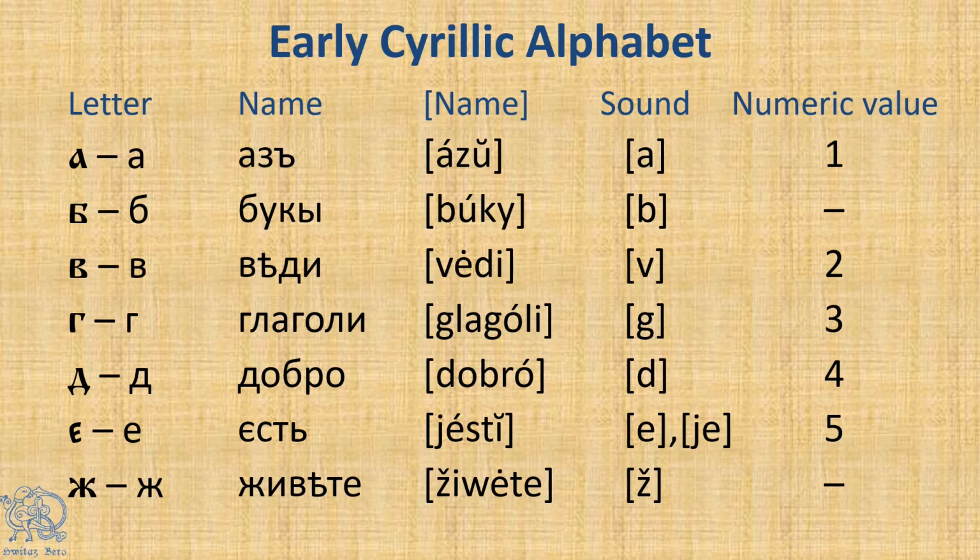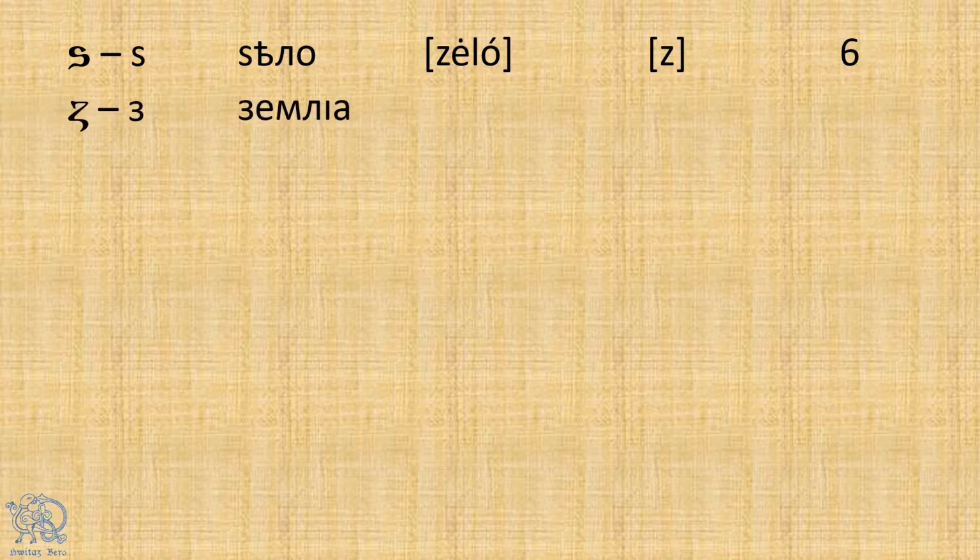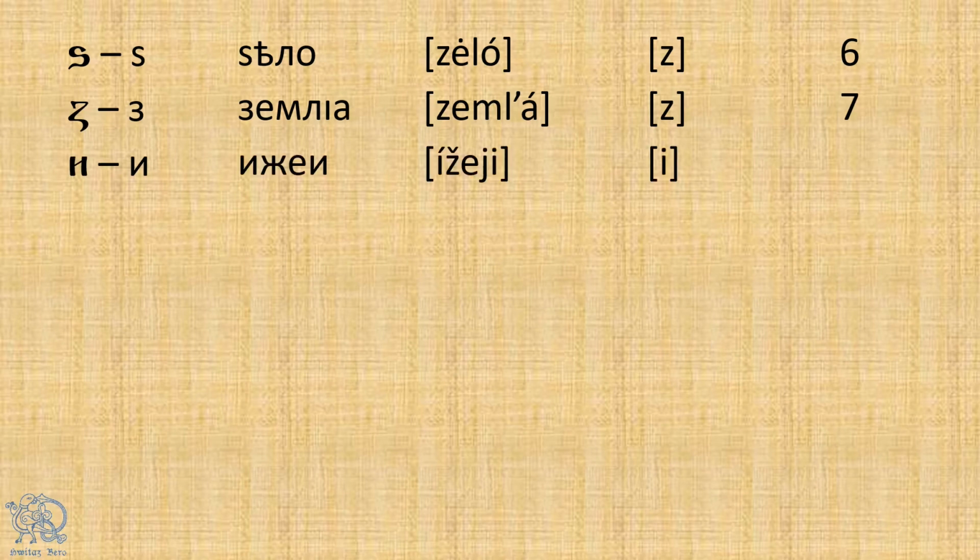Живете, живете, the sound J, and it didn't have a numeric value. Zelo, zelo, the sound Z, and the numeric value is 6. Земля, земля, the same sound Z, but the numeric value is 7. Ижеи, ижеи, the sound E and the figure 8. Ije, ije, the same sound E, but as a number it means 10.